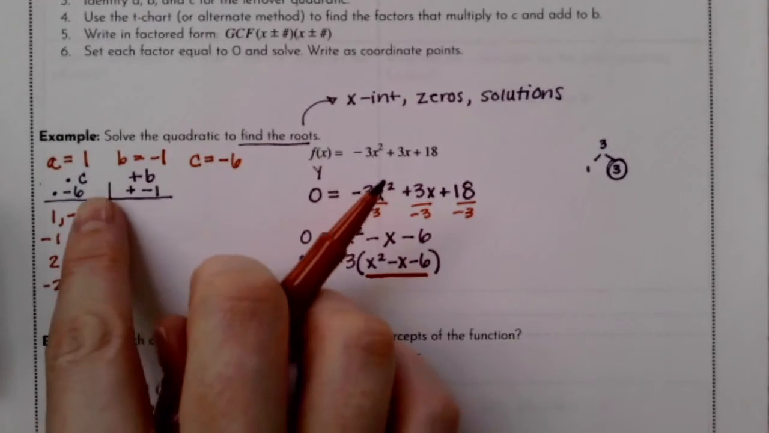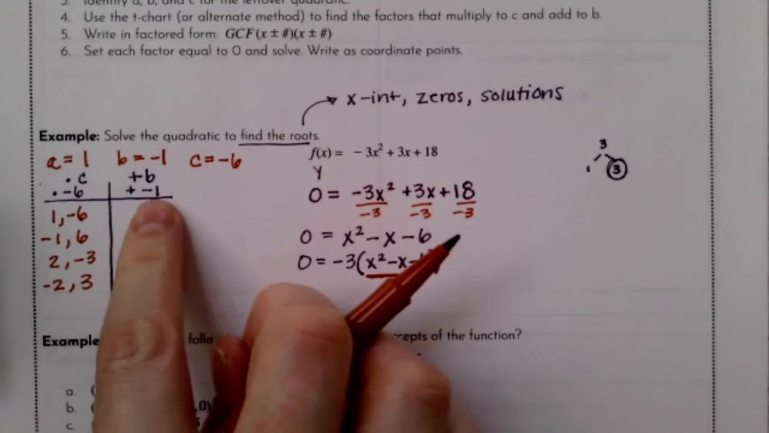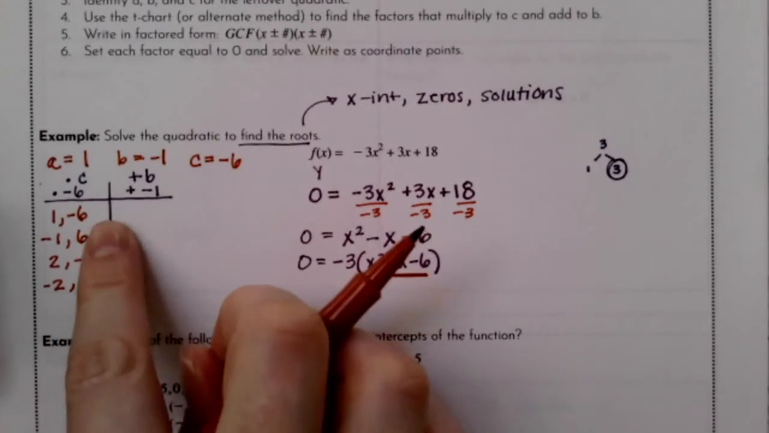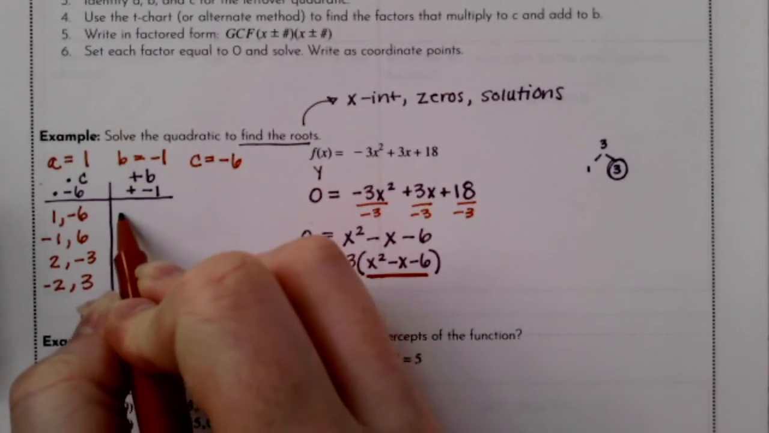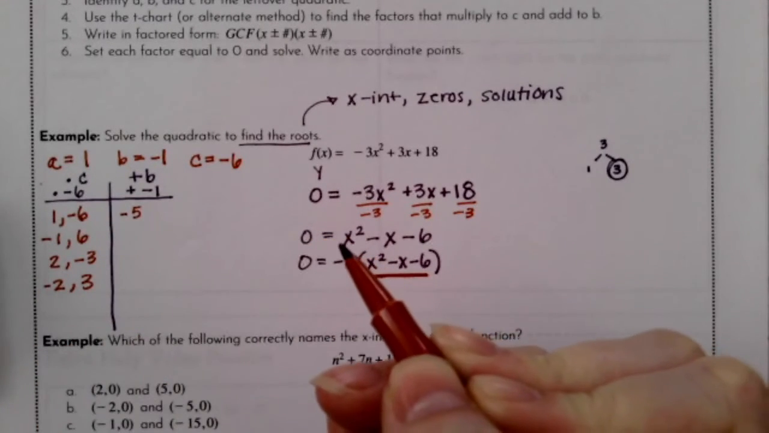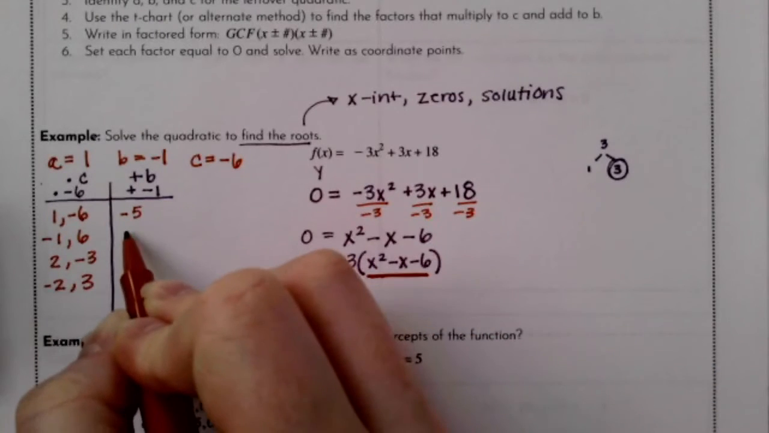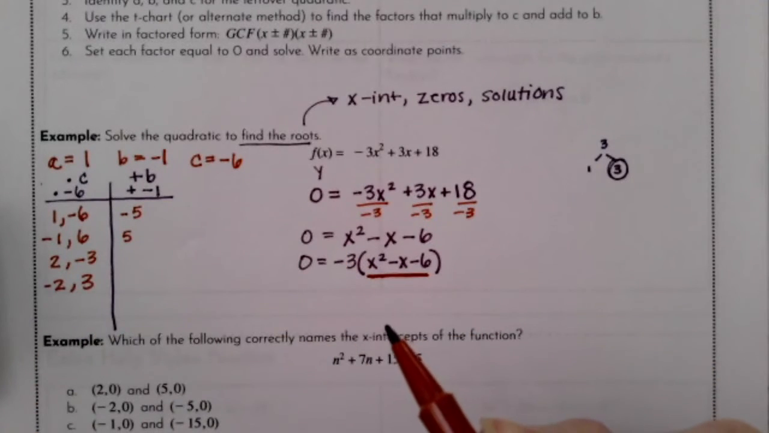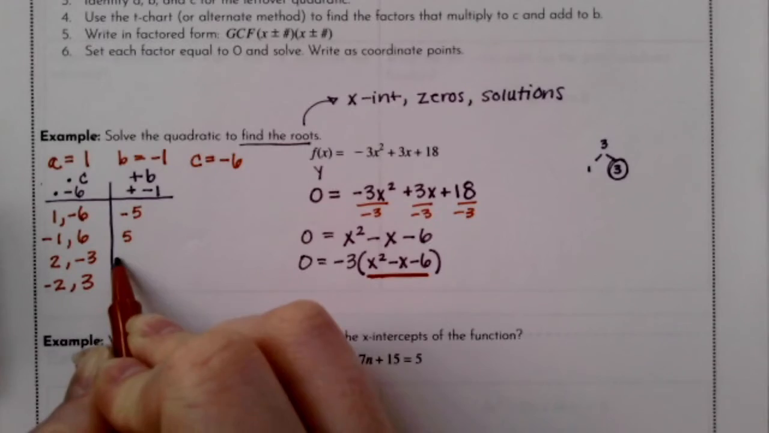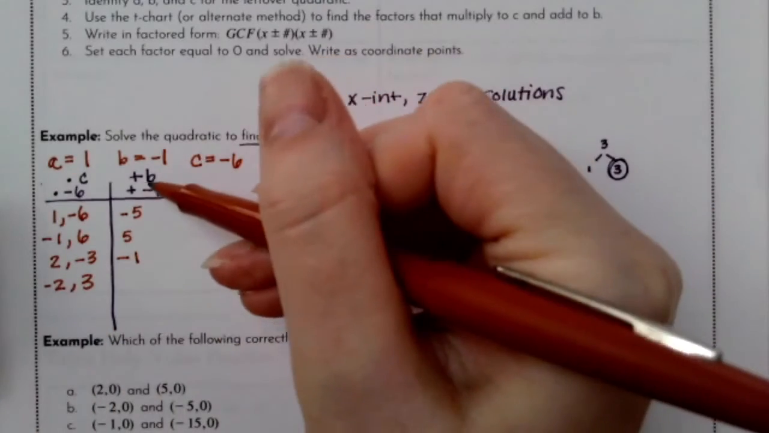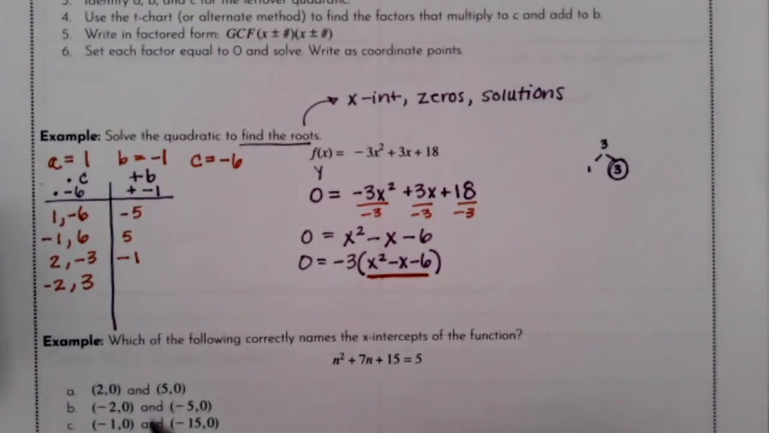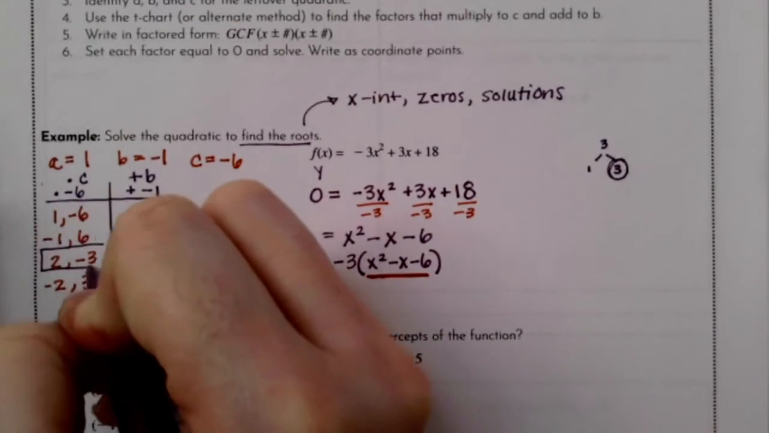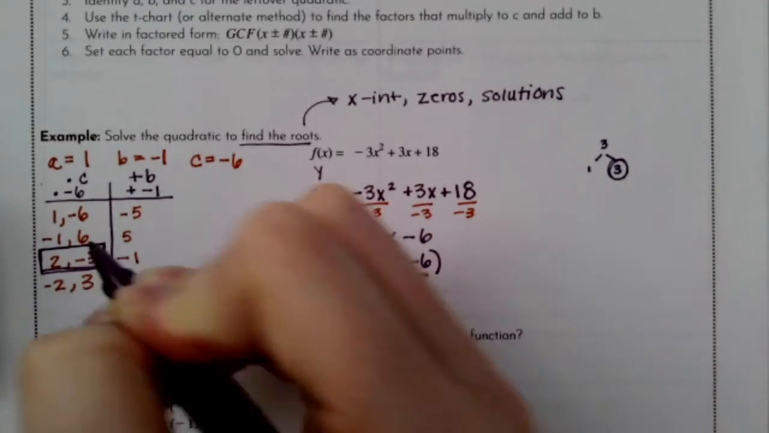Now I need to figure out which of these pairs adds up to -1, and there is only one pair that does that. So if I add these together, I get -5, that's not it. If I add these together, I get +5. If I add these ones together, I get -1, which I think is what I want, and it is. So I do want a -1. So these are the factors that I want.